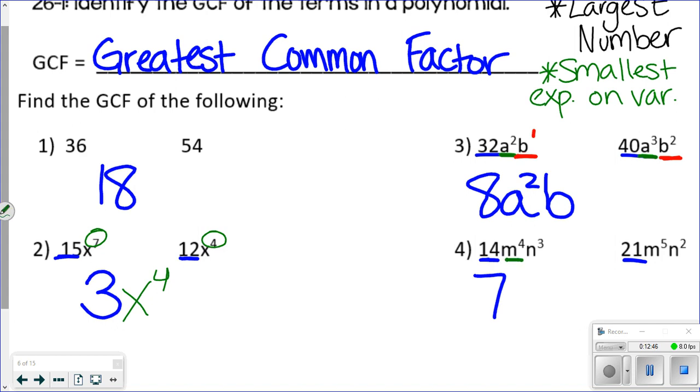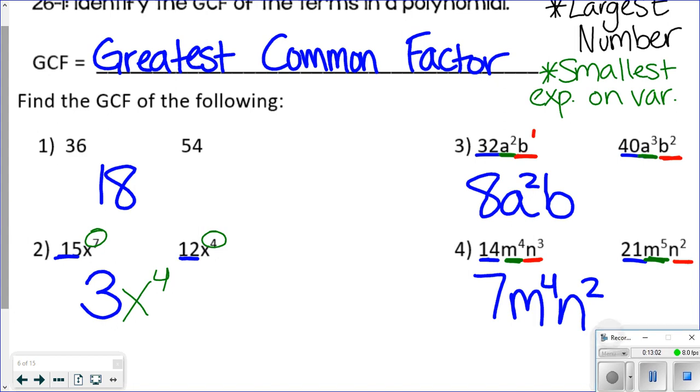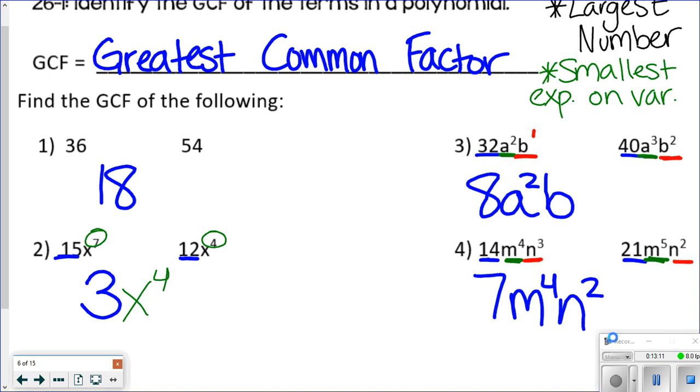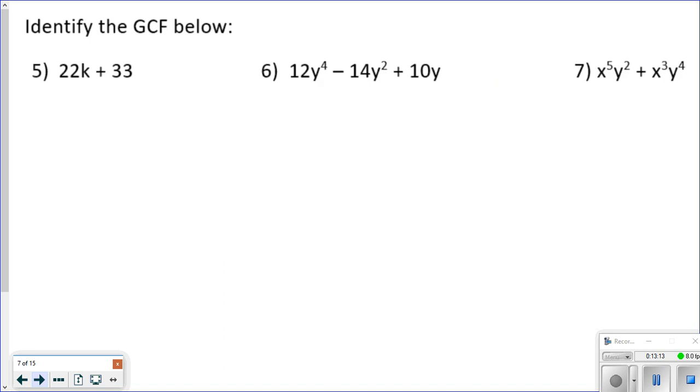I see they both have an m. So 5 and 4, I need to pick the smaller one. So 4 m's in common. And then if I'm looking at the n's, I have n cubed and n squared. So they share n squared because that's the smallest exponent. So this is just us identifying the greatest common factor as practice.